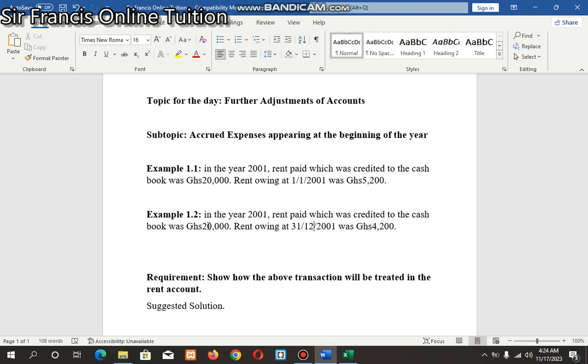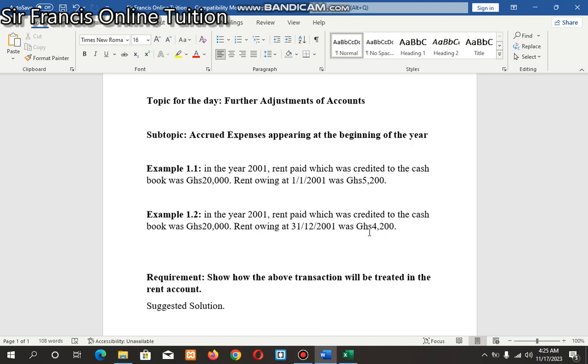So expenses owing at the end of the period means the benefits of that expense have been consumed, but the payment is yet to be made. For you to get the total expenses for the period, you have to add the one that has not been paid to the one that has been paid. So looking at example 1.2, the total rent for the year 2001 will be 20,000 plus 4,200, because this 4,200 relates to the accounting year. It is appearing at the end.